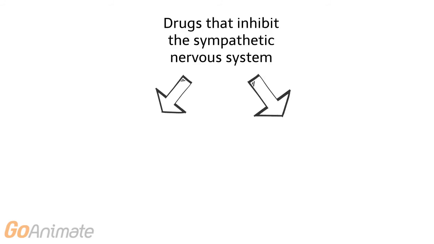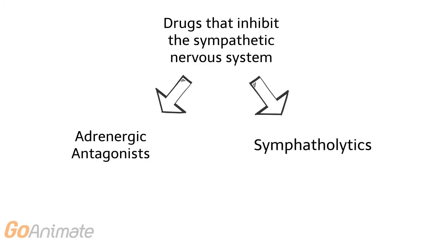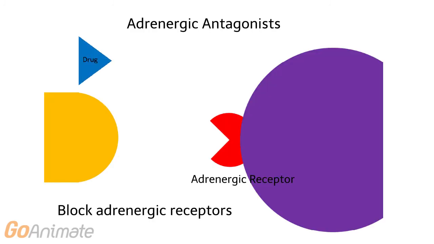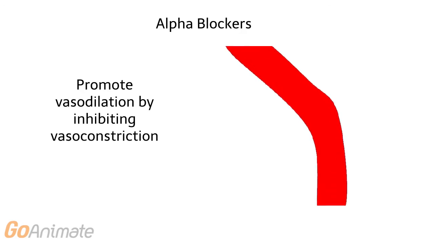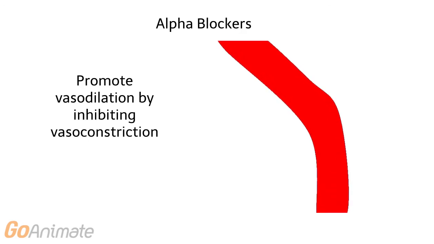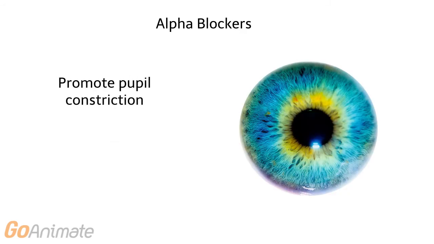Drugs that inhibit the sympathetic nervous system are called adrenergic antagonists or sympatholytics. Adrenergic antagonists block adrenergic receptors. Alpha-adrenergic antagonists, or alpha blockers, promote vasodilation by inhibiting vasoconstriction. Alpha blockers also promote pupil constriction.